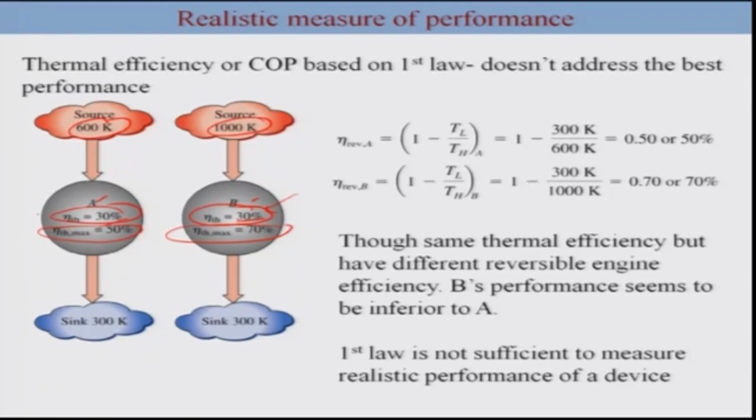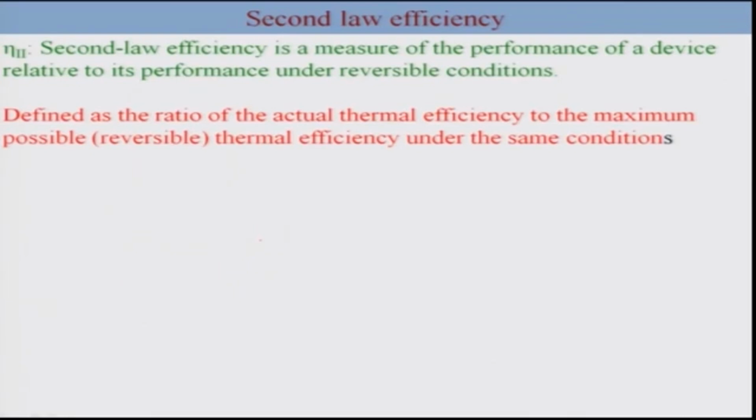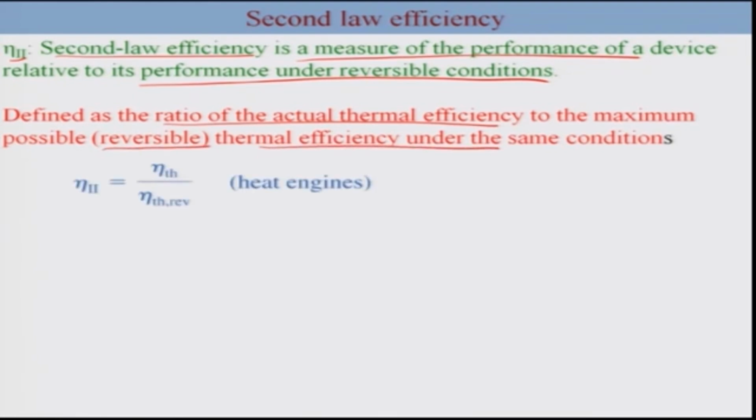So, what we do is we look at the ratio of the thermal efficiency with respect to the efficiency corresponding to the reversible heat engine, or the maximum thermal efficiency, and that is what we call the second law efficiency, which we define as eta 2. The 2 stands for second law. The second law efficiency is a measure of performance of a device relative to its performance under reversible conditions. So, we simply take the ratio of the actual thermal efficiency to the maximum, that is the reversible thermal efficiency under the same conditions.